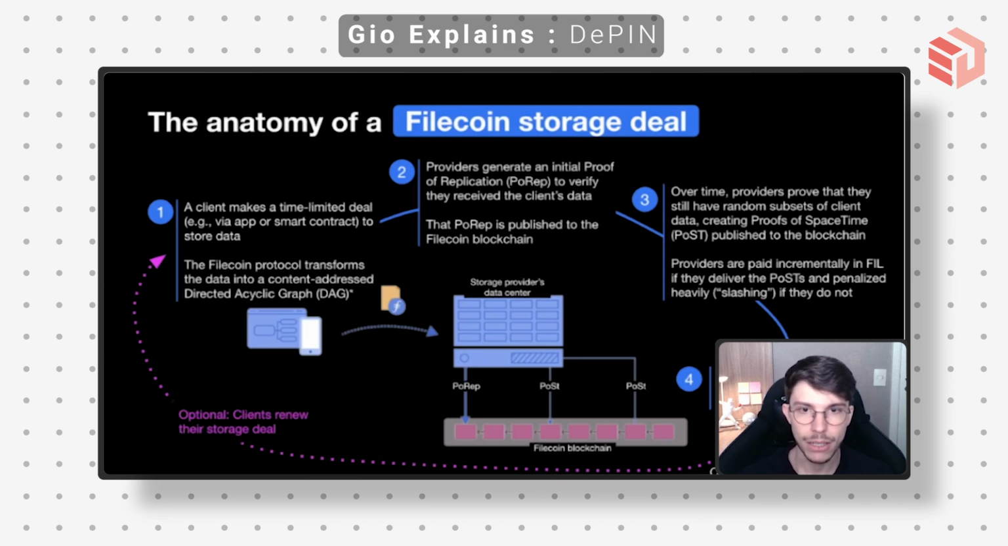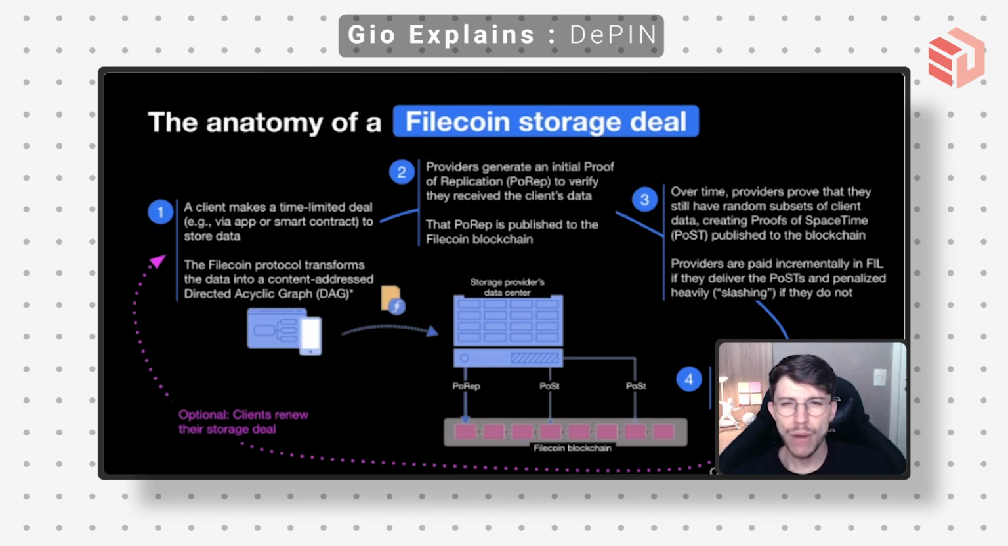Filecoin is not a new product. It's been there for years. And basically they focus on the storage part. So a client makes a time-limited deal and they say, hey, I need this many gigabytes or terabytes, and this is how much I'm willing to pay. And then the providers, so people who are really willing to offer that service and to give up their storage for that monetization, for those tokens or fees, they generate a proof of replication saying, hey, I verified, I received the data, and it's stored here, right?